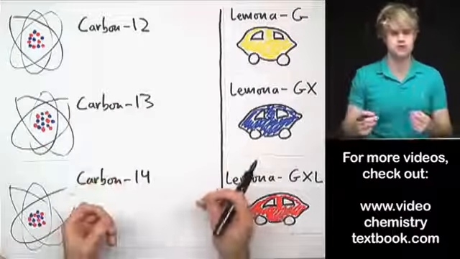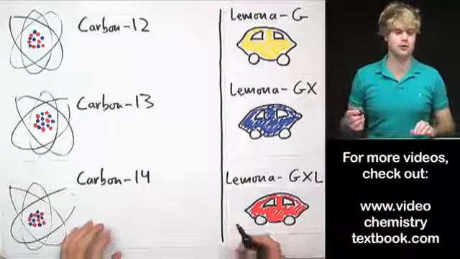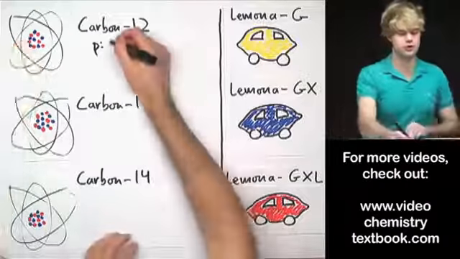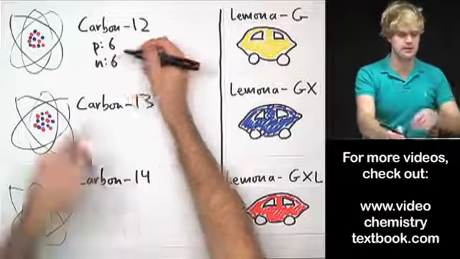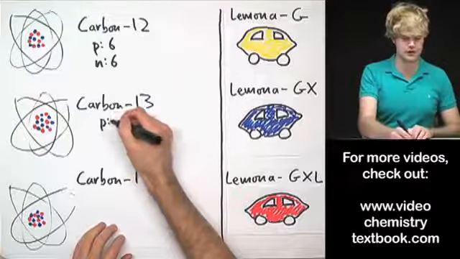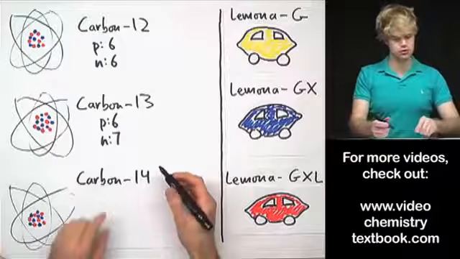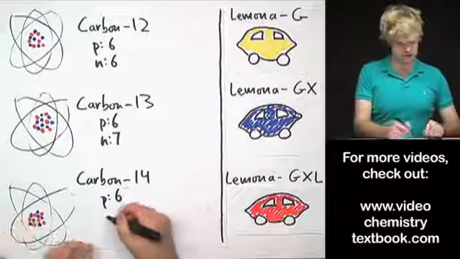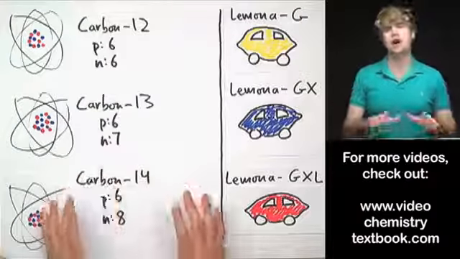Let's look at the options in them. Like we did with the Lamona, let's look at how each one of these different types of carbon differs. Okay? So if we count the number of protons in carbon-12, we'll see that it has 6 protons, and if I count all the blue spots here, I have 6 neutrons. Okay? Carbon-13, 1, 2, 3, 4, 5, 6 red spots, 6 protons. In this one, I have 7 neutrons, and in carbon-14 down here, I have 6 protons, and I have 8 neutrons.